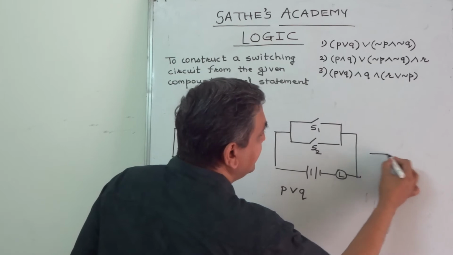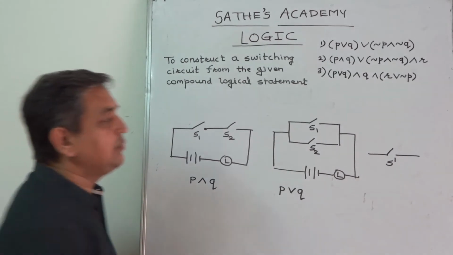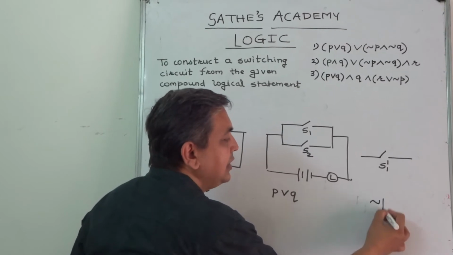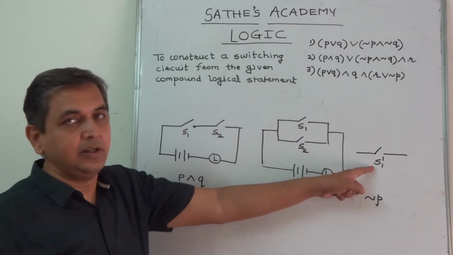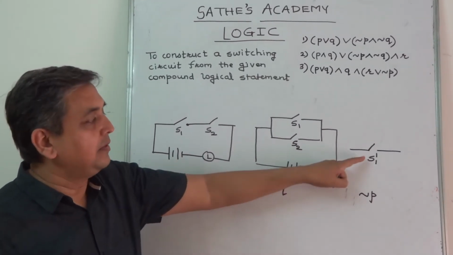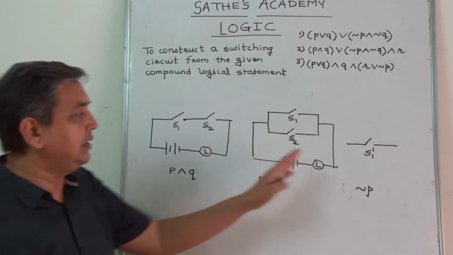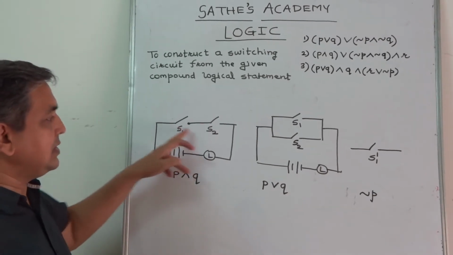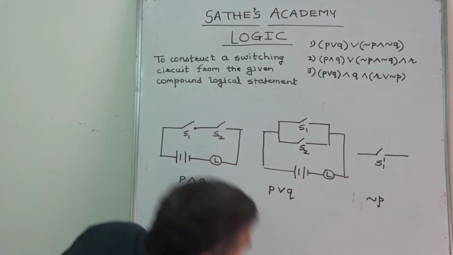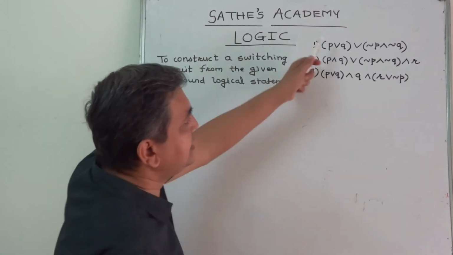And if we write S1 dash, then this condition we will denote as negation P. We have seen S1 is closed is denoted by P. Now S1 is not closed, open, is negation P. So we will be using these three things: AND for series, OR for parallel, and dash for not, open. Now using this we want to construct a circuit for these three problems.